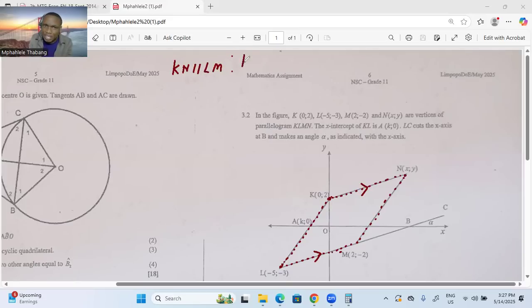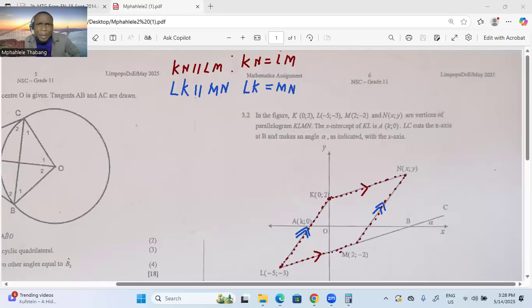That's not the only thing. KN is also equal to LM. And we know that LK is parallel also to MN because LK is opposite to MN. So these opposite sides of a parallelogram are parallel. So I will say LK is parallel to MN. Not only parallel, but also equal. LK is equal to MN. This is what we know about a parallelogram.